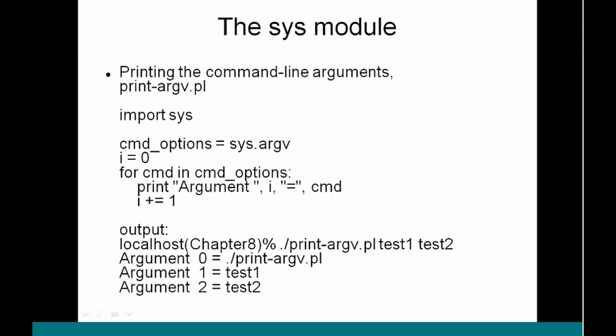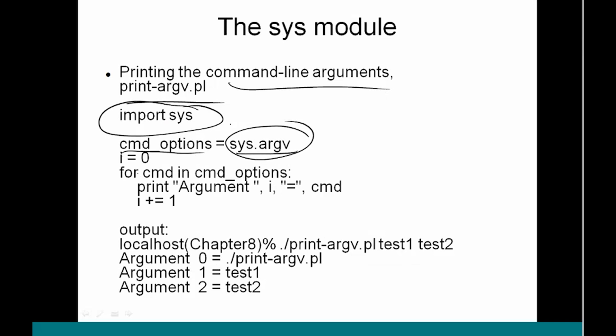Here is an example for printing the command line arguments, argv.perl. Here we import sys, and then the command options are sys.argv. We initialize the variable i, and then for each command in the command options, we print the argument i and then the command, and then we increment. So once we specify this, it prints arg0 as argv.perl, and then test1 and test2.